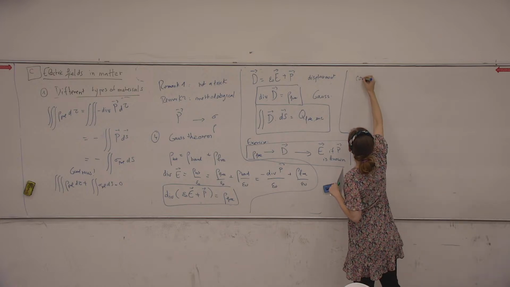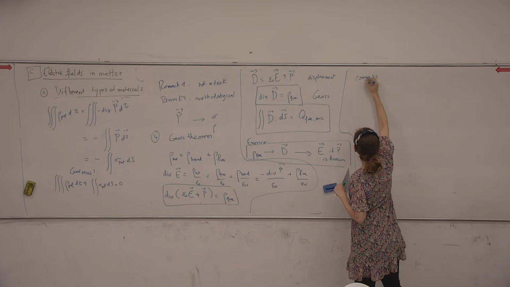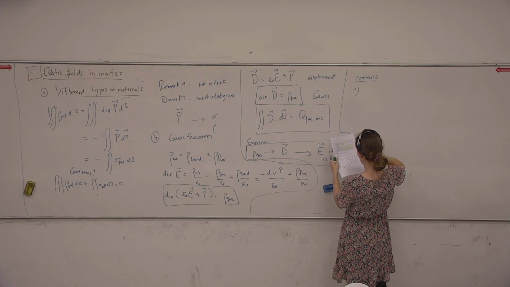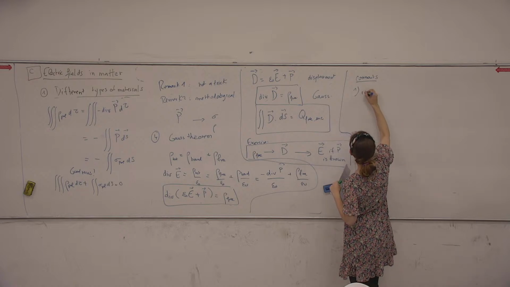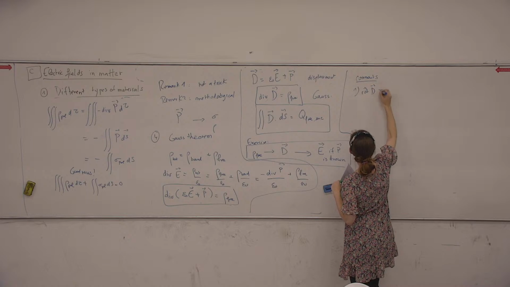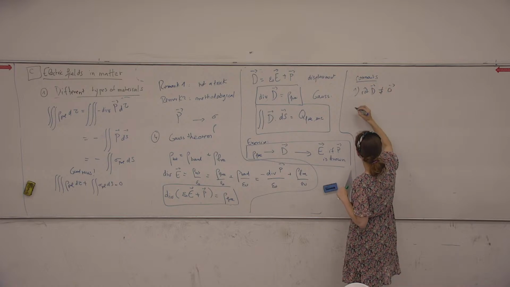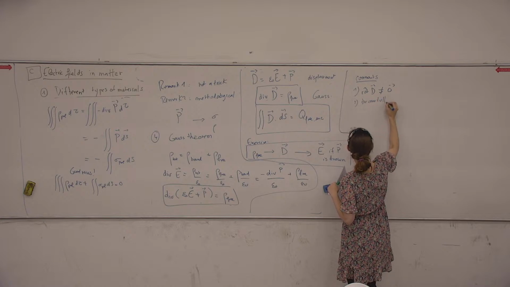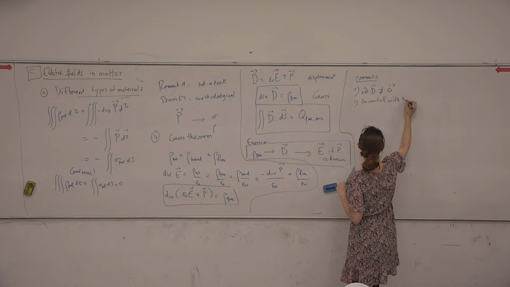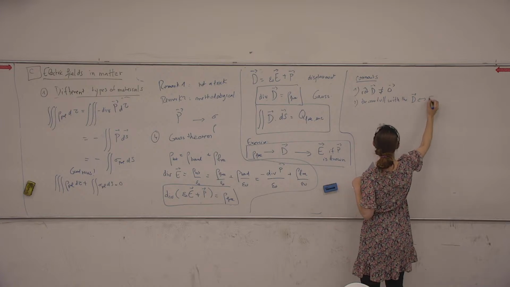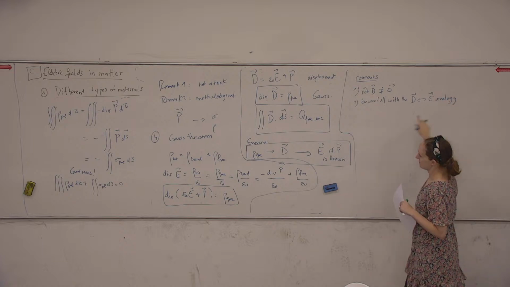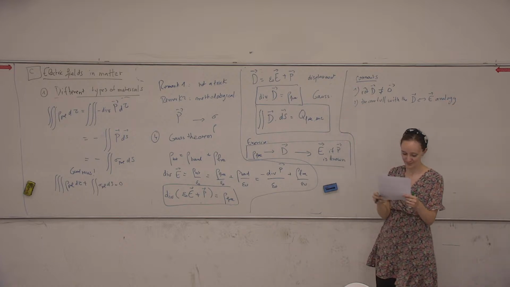Okay, so comments. Okay, so one. So rho of D in general is not 0. Okay, so be careful with the D-E analogy. Okay, it's limited to the Gauss theorem.